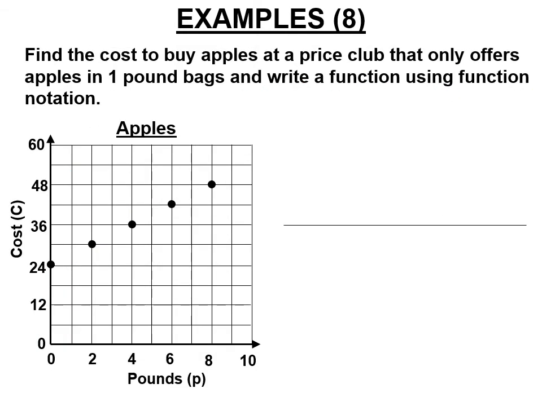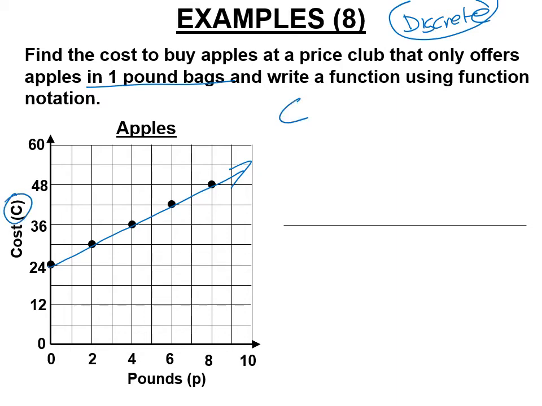Find the cost to buy apples at a price club that only offers apples in 1-pound bags. All right, so you can't buy 1.5 apples. So what kind of function is this? Hopefully you're saying the word discrete. This is a discrete function where I didn't draw the line through it, right? I didn't draw the line through it. It's a discrete function. You can only buy in 1-pound bags. All right, so the cost of these apples is a function of the pounds of apples.